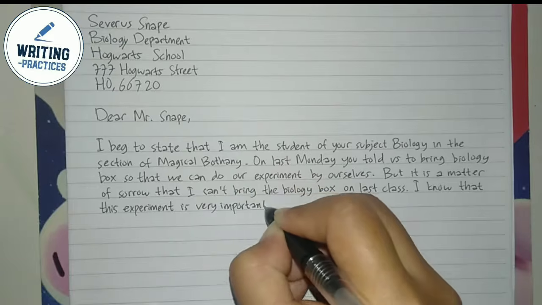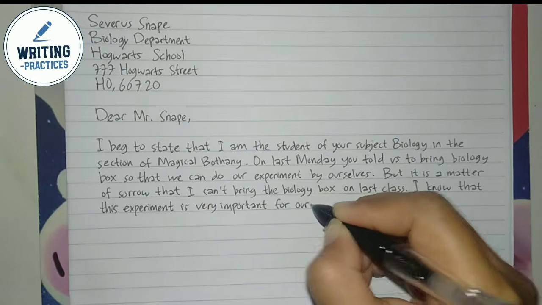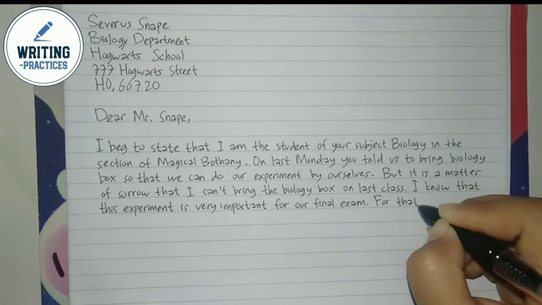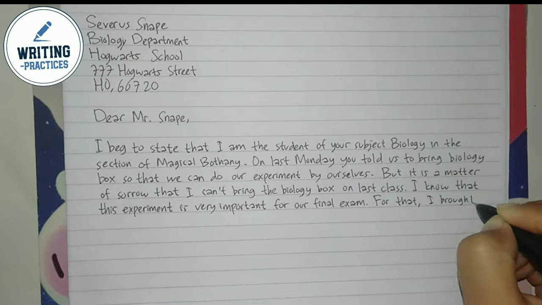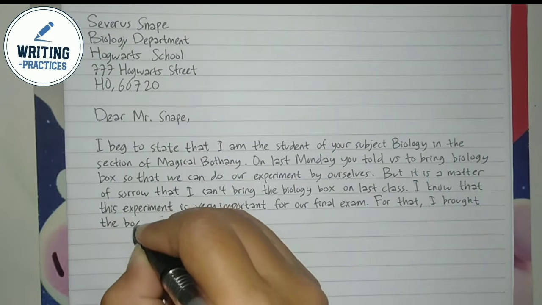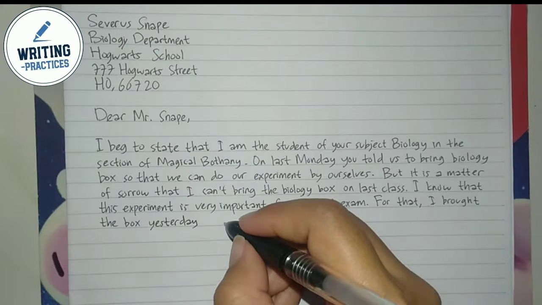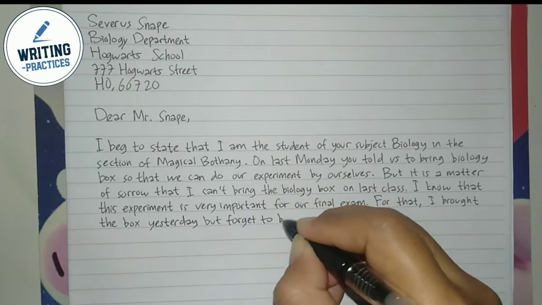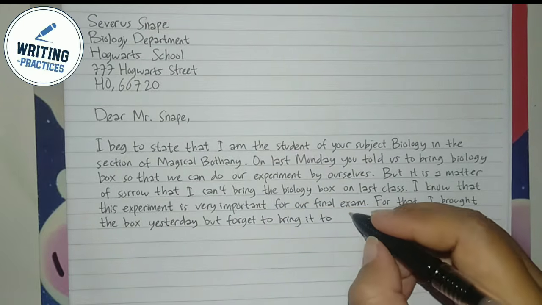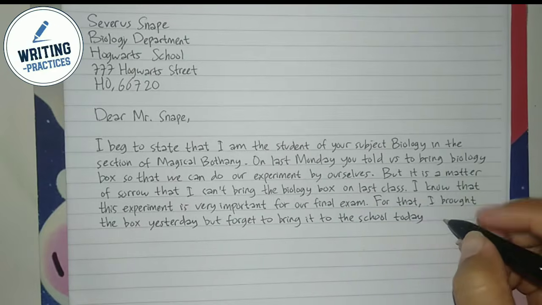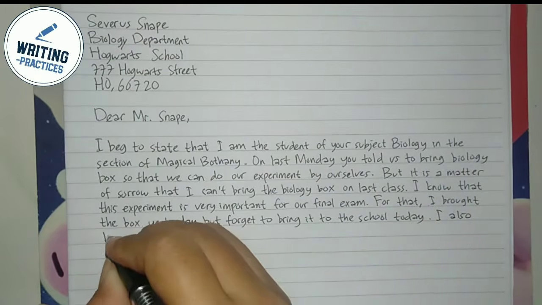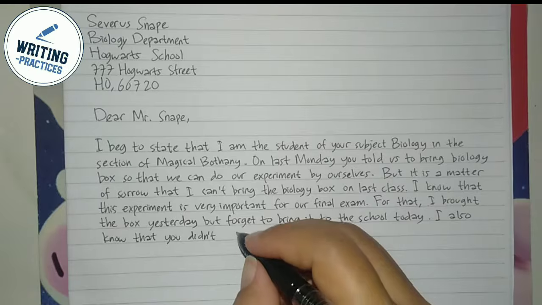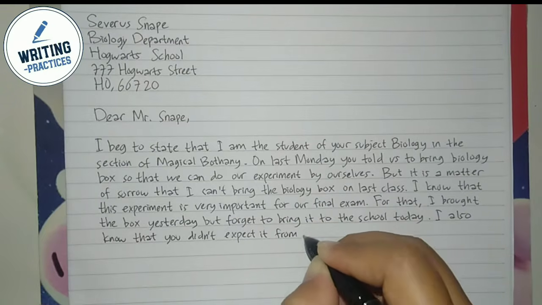So, the goal you are writing this letter is to ask for a second chance from the teacher. And write how you tried to fix your mistake. In this case, the student tried to bring the box yesterday. But, he or she made another mistake by not bringing it to school today. So, the student made the same mistake twice.